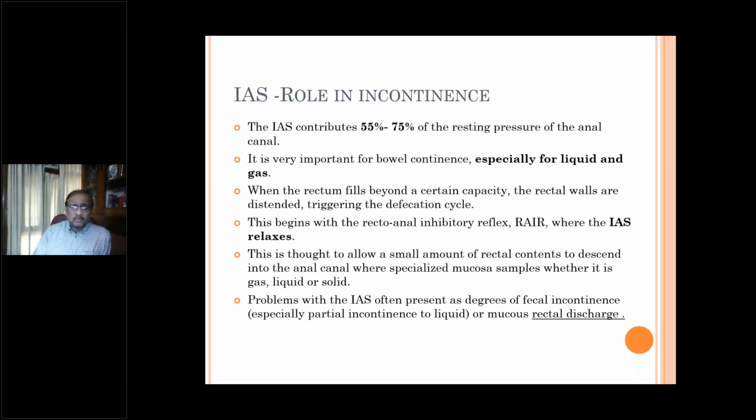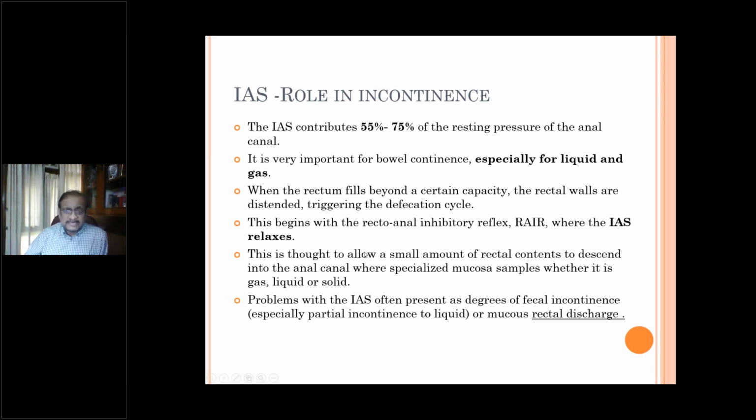Is that clear? Now, what is the role in incontinence as far as IAS is concerned? It contributes, I just now said, about 75% of resting tone. We all said that. It is very important for bowel continence, especially for liquids and gases. That is primarily mediated by the IAS. So when the rectum fills beyond a certain capacity, the rectal walls are distended, triggering the defecation cycle. Now, this begins with the rectoanal inhibitory reflex where the IAS relaxes. So, as soon as a bulk arrives in the rectum, the IAS says, I have to relax. Why? Because I would like to allow defecation to go on. Right? Now, it is thought to allow a small amount of rectal content.